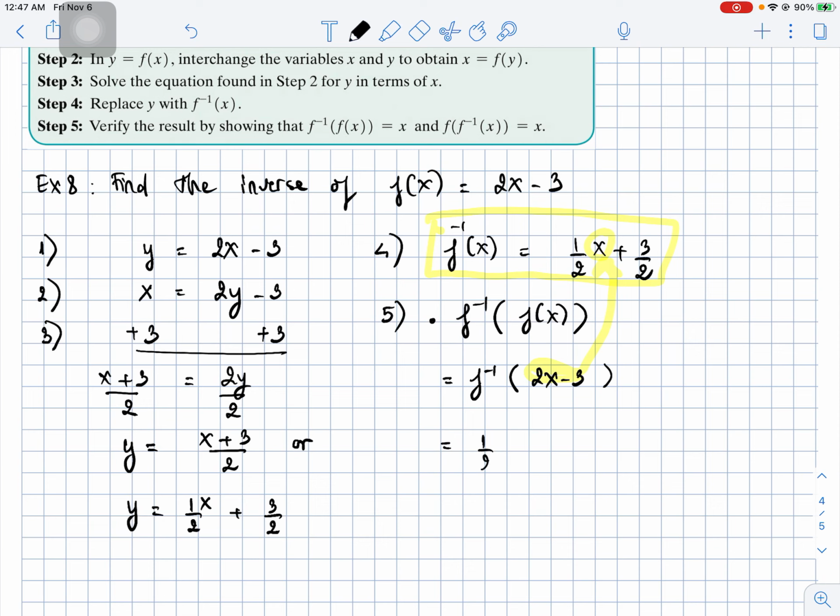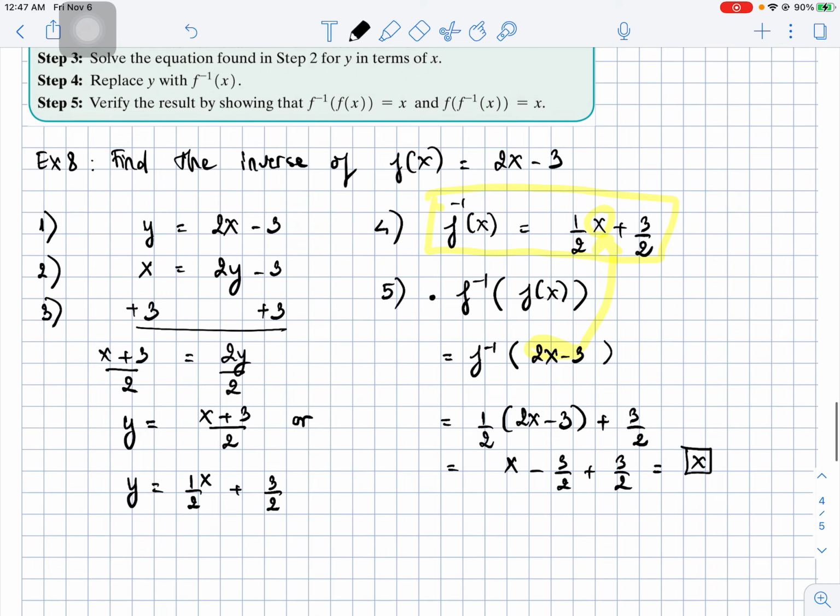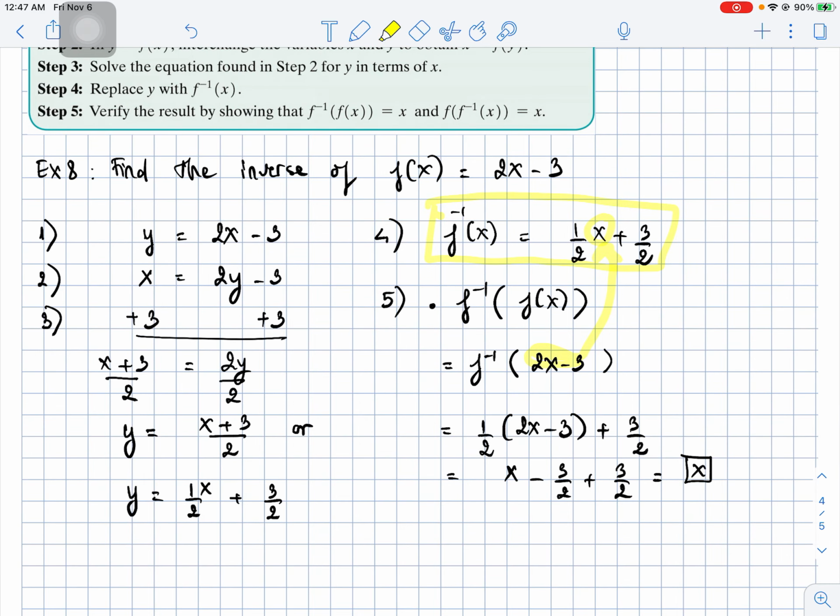So we will get 1/2 times 2x minus 3 plus 3 over 2. We simplify this by distributing the 1/2. And we can see that the 3 over 2 cancel out and you are left with the x. So in the check step above, we want to make sure when we do the composition, we get the answer is x.